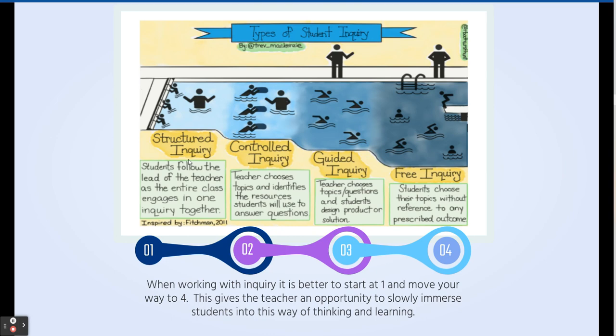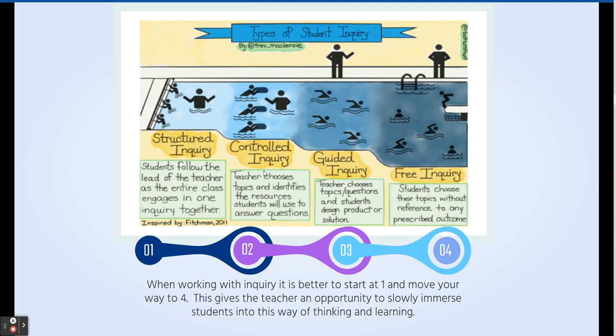inquiry project where the students follow the lead of the teacher as a class and engage in one inquiry together, meaning that the teacher gives them their materials, the teacher helps them focus, the teacher is leading the discussions, not teaching to the kids necessarily, but leading and facilitating with the students as a whole group. That's kind of the beginning.